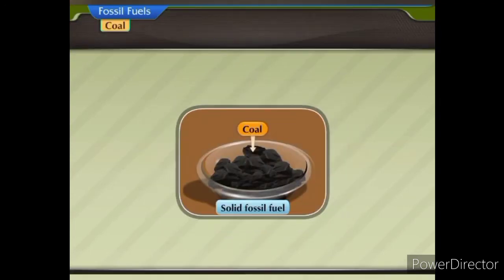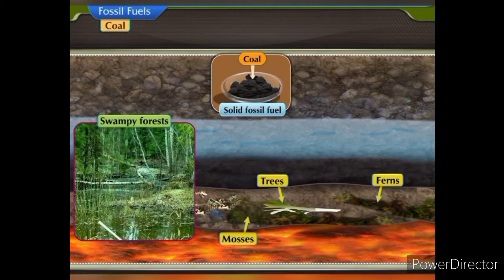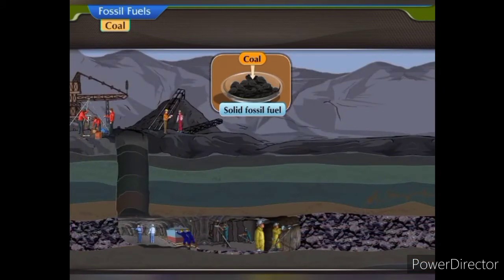Coal. Coal is a solid fossil fuel. It is believed that coal was formed from plants such as ferns, moss, and trees, which lived near shorelines and in swamps and bogs millions of years ago. It is found in coal mines deep under the surface of the earth.